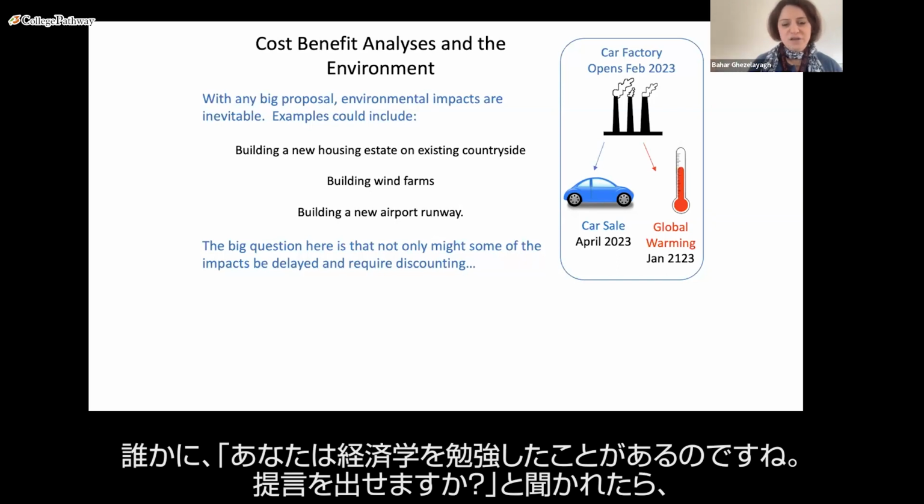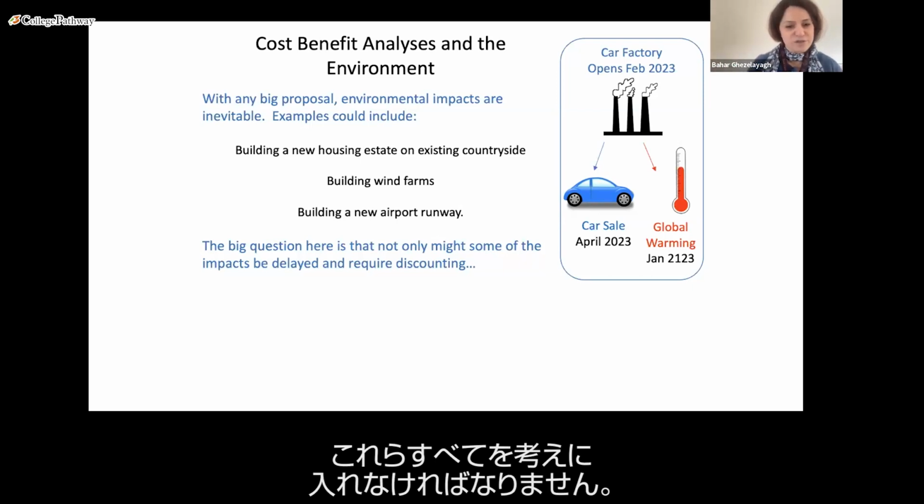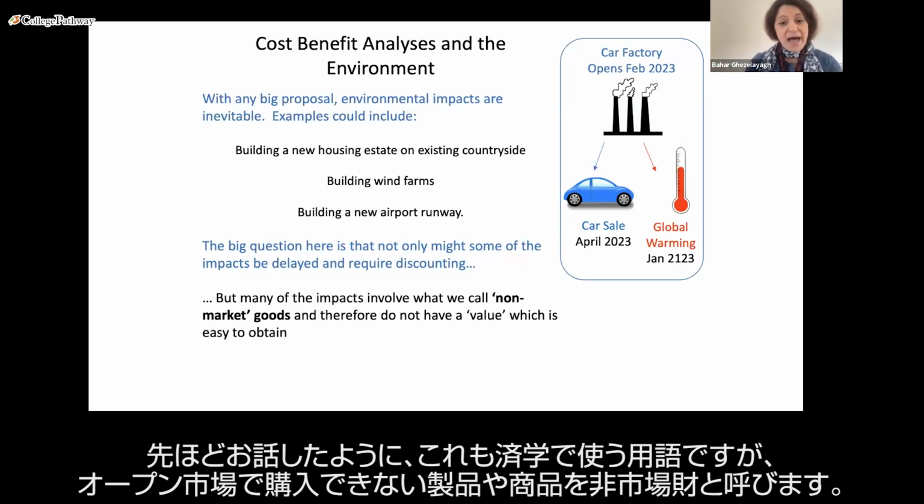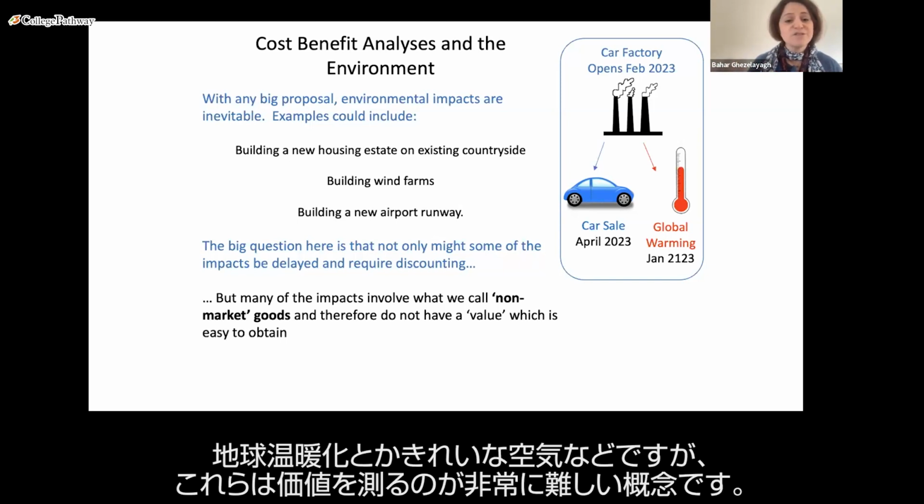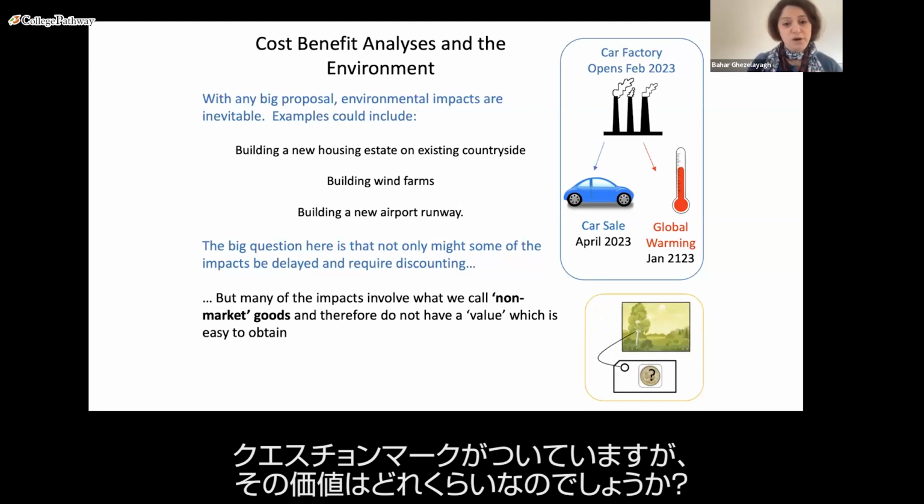If someone is asking you, you've studied economics, can you give a recommendation? You have to take all of these into account. As we just talked about, non-market goods. This is another jargon, another concept that we use in economics: products, goods that cannot be purchased on open markets are called non-market goods. Global warming, clean air, these are concepts that are very difficult to come up with a value of. See, it has a question mark. What is the value of that?